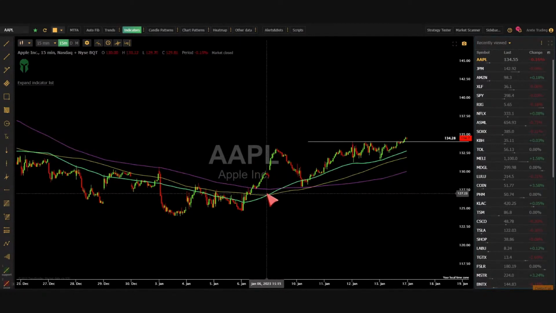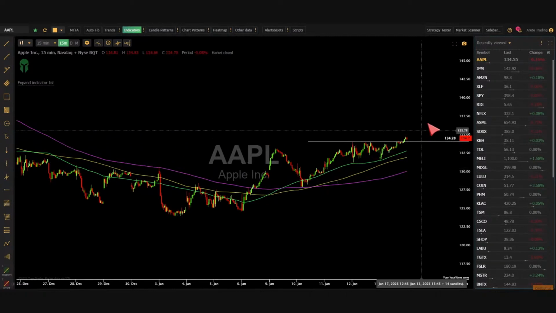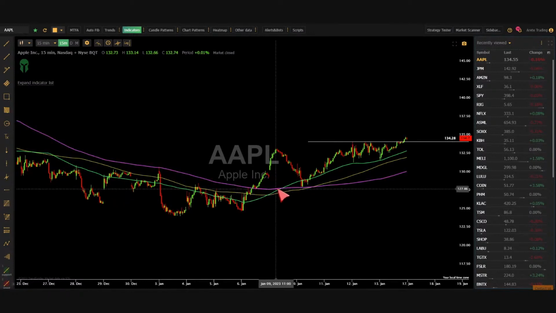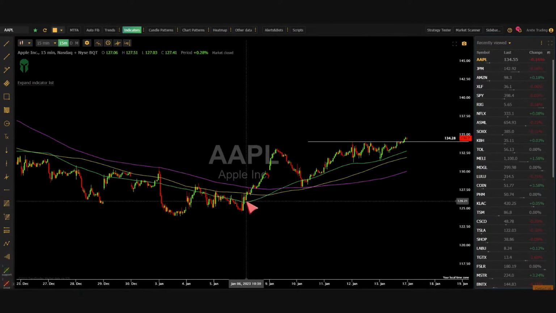So here we are on Apple, okay? And here's exactly what we're saying. Here's the 3. You can see the 3 cutting through the 5. You can see the 3 cutting through the 8. You can see how people would have bought maybe right in here because now we're above all 3. And look at how they would have done being above all 3. Getting above all 3 is a trigger. Okay, say it again. Getting above all 3 is a trigger.